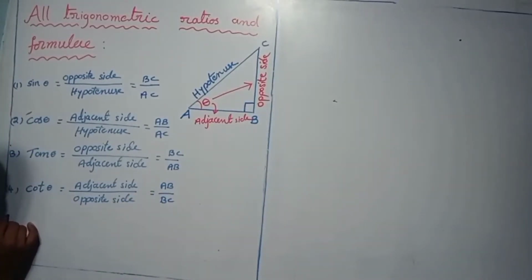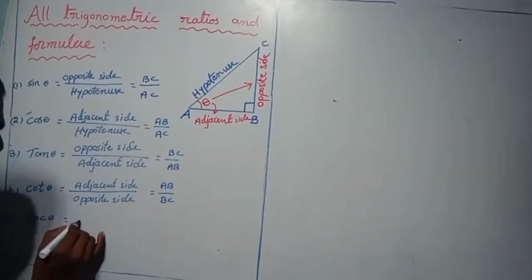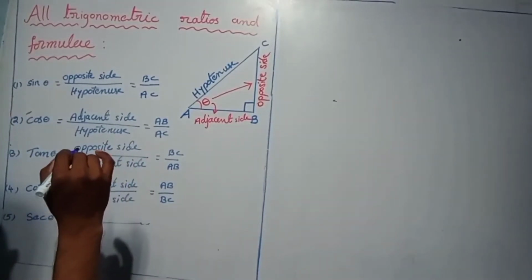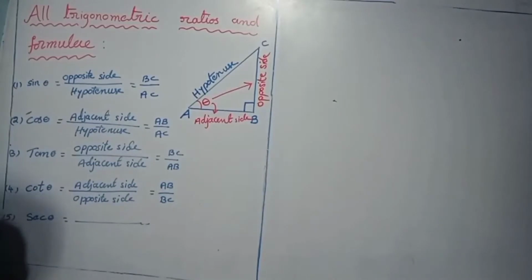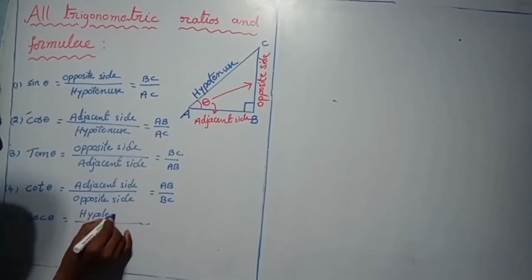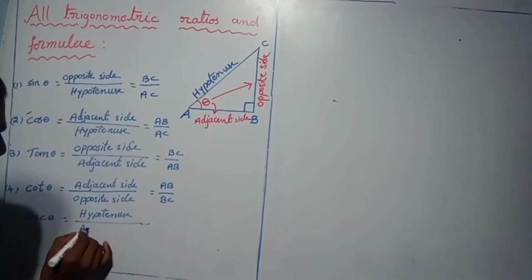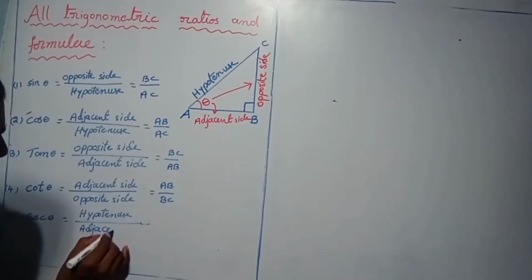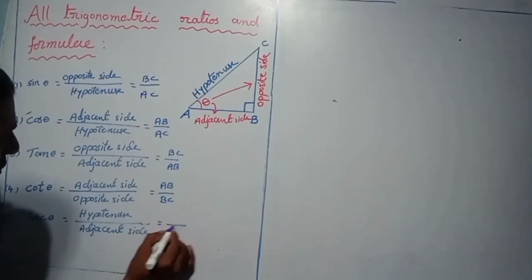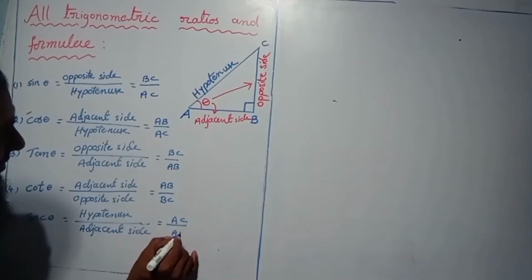Next, fifth one, secant theta. The definition of secant theta is the ratio of hypotenuse and adjacent side. What is the hypotenuse? AC. And then what is the adjacent side? AB.